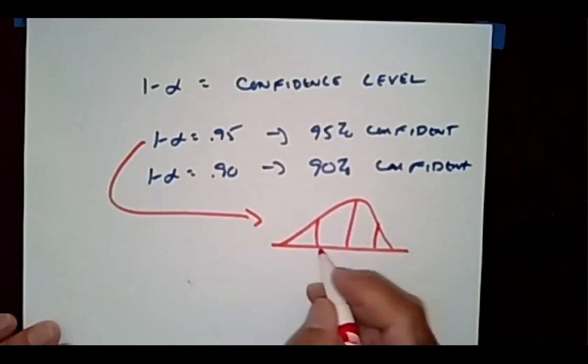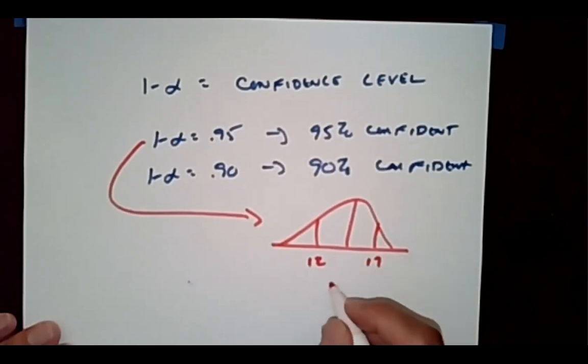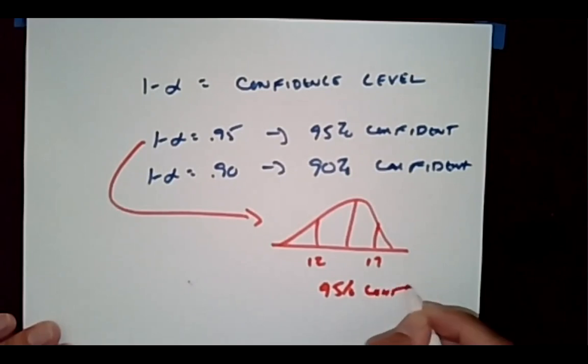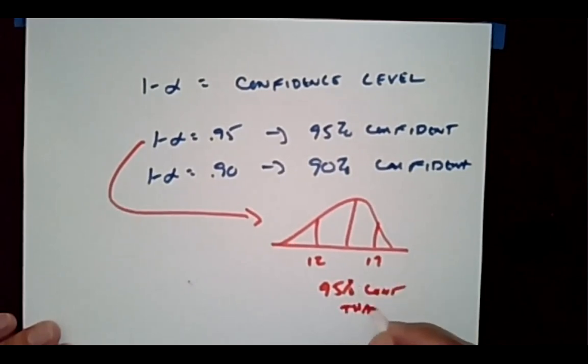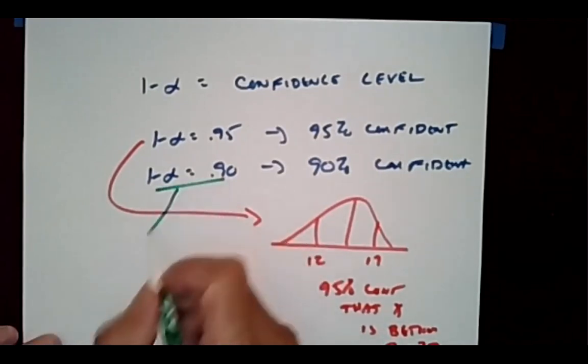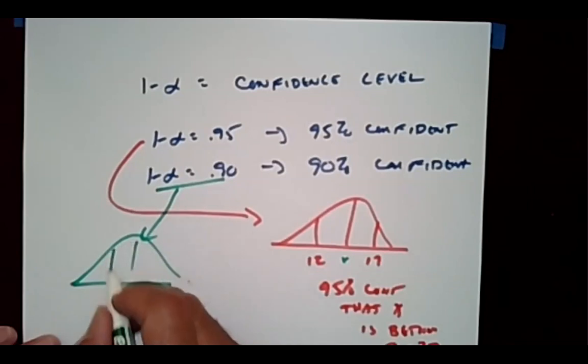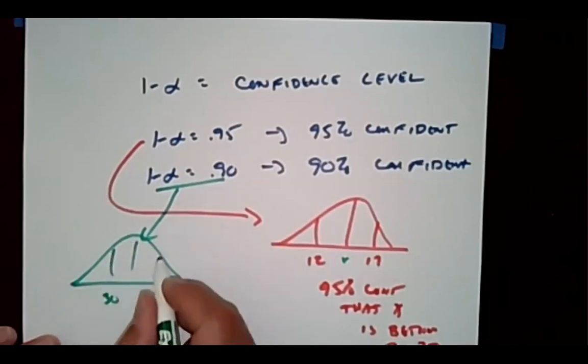here are my values. This value is 12, this value is 17, right? We're 95% confident that X is between 12 to 17. This one here, right? Again, we don't know what this is. Here, 90% confident, maybe, again, this may be 30 to 35.